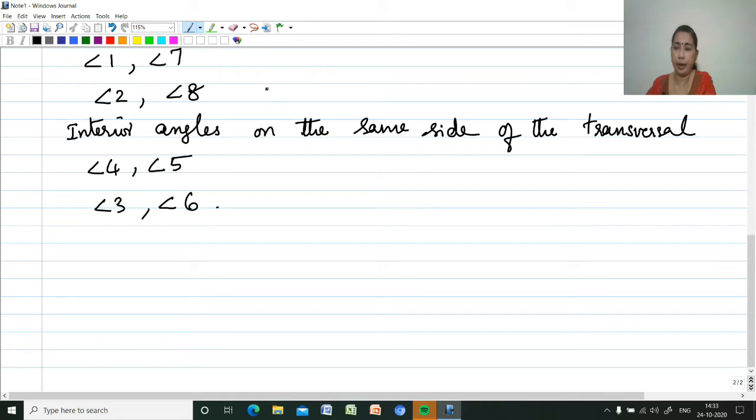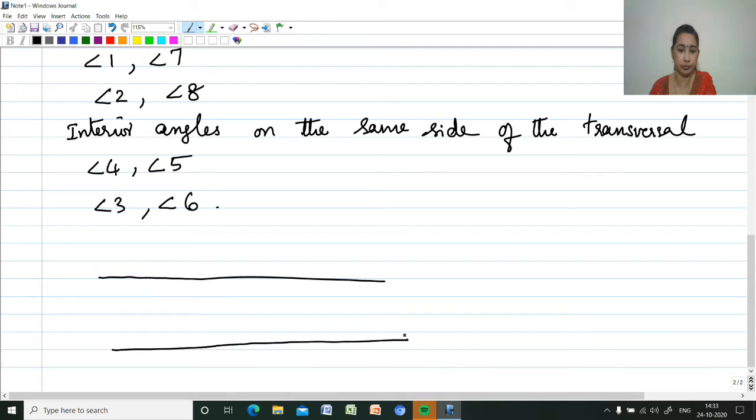Now, we took M and N as two different, non-parallel lines. If two lines are parallel, these two are parallel lines and this is the transversal. This is L, M and N. So, if a transversal intersects two parallel lines, then each pair of corresponding angles is equal.